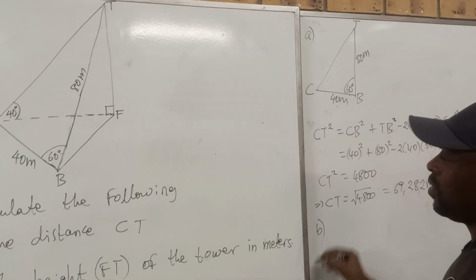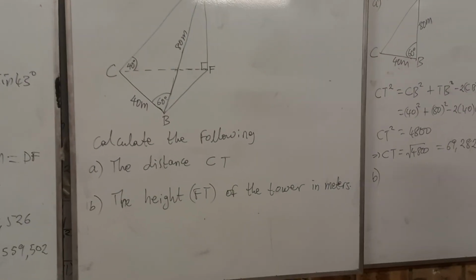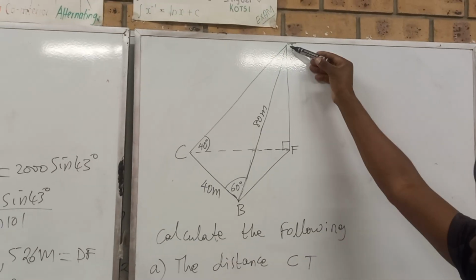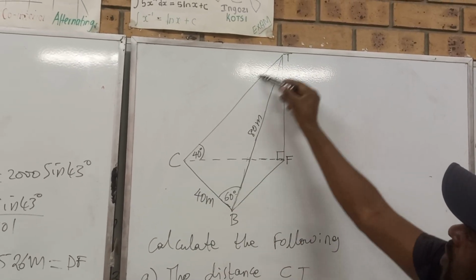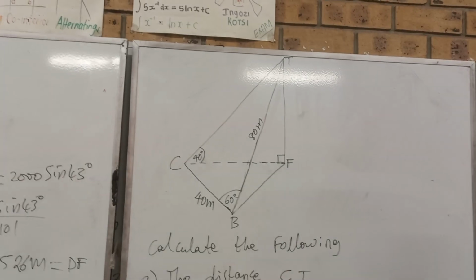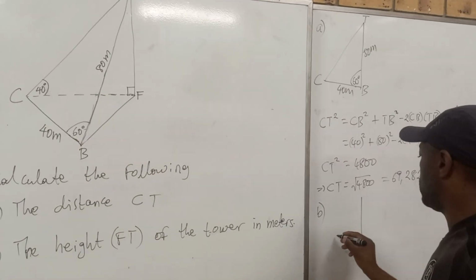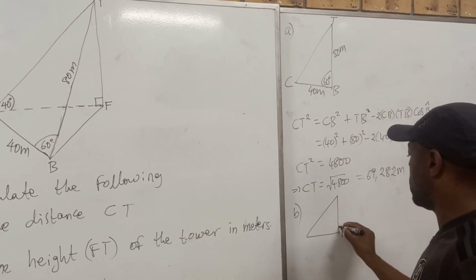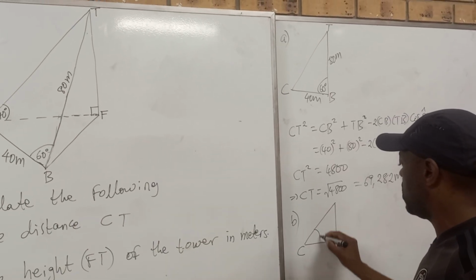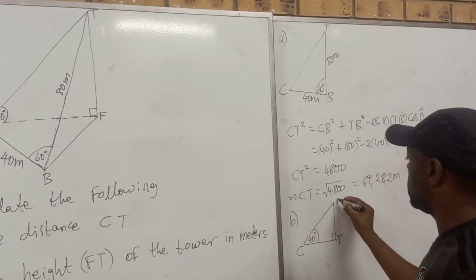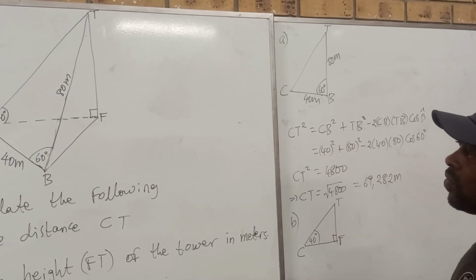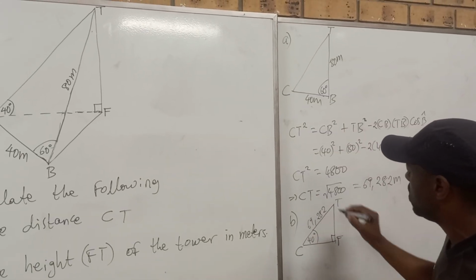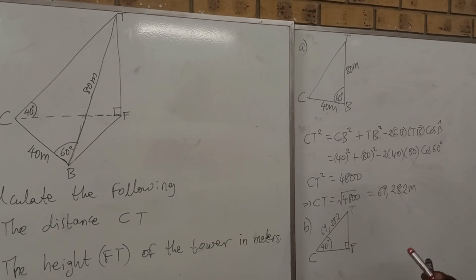You can then look at the last part. We need the height of the tower FT. So if I go back to the diagram, FT is here. So I can cut off triangle FCT from the original diagram. So triangle FCT, luckily it looks like a right angled triangle where we've got our F there, and 90 there, C is there, this angle is 40 degrees, then T is there. So we've calculated the CT to be 69,282. So we're now looking for FT.